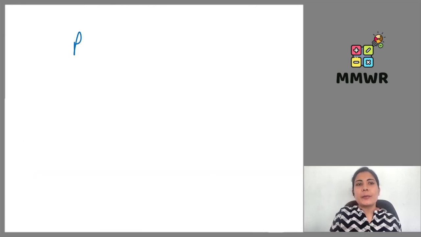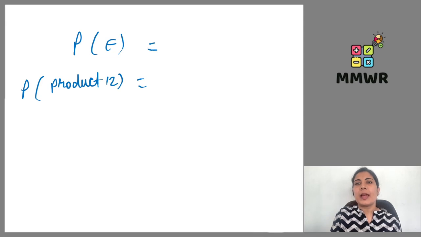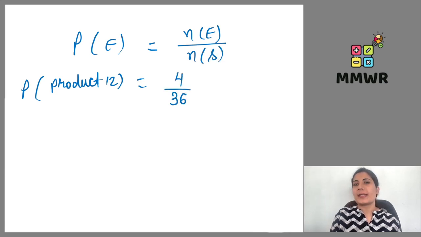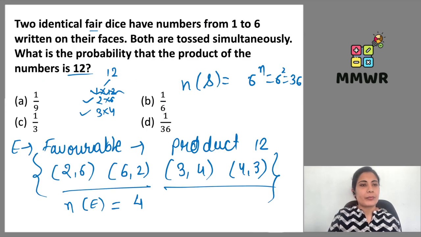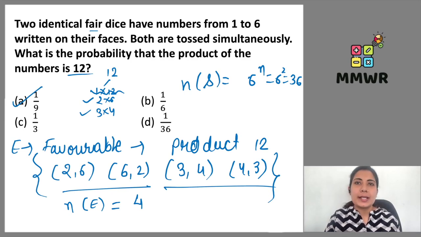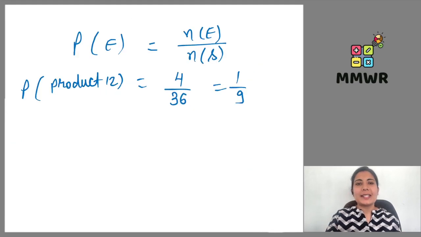So that is why probability of product 12, we can write it in this way. Probability for the event, probability for product 12. इसके लिए we have to write the formula: number of favorable outcomes divided by the number of total possible outcomes. So out of 36, 4 chances are there. That means 1 upon 9 will be the probability here. 1 upon 9. Okay. So likewise, we got the answer for this problem as well.